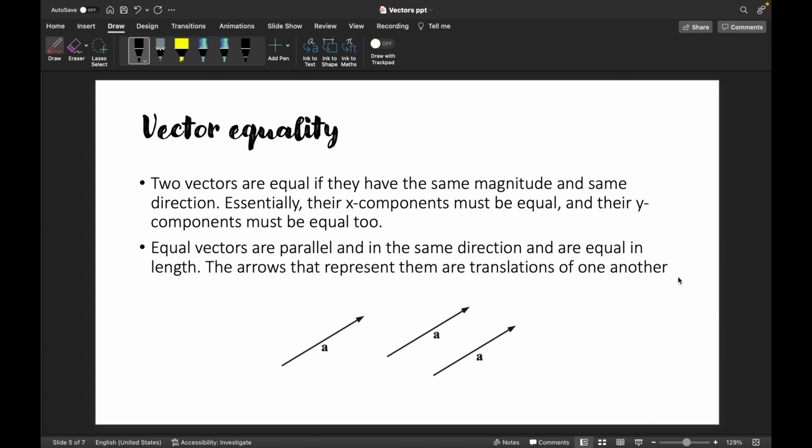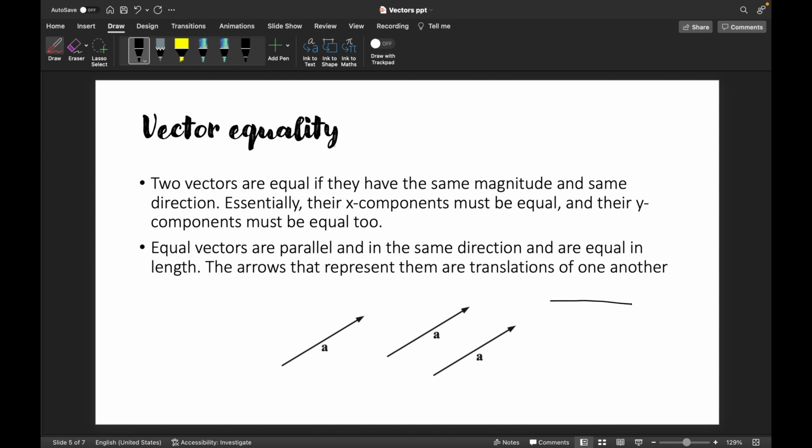Now we're going to look at vector equality. Two vectors are equal if they have the same magnitude and same direction. Essentially, their x components must be equal and their y components must be equal too. And equal vectors are parallel in the same direction and are equal in length. The arrows that represent them are translations of each other. So this has the same magnitude as this and this, and they have the same direction if you look at it. Therefore, these three vectors are equal.